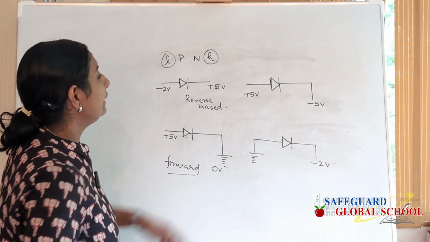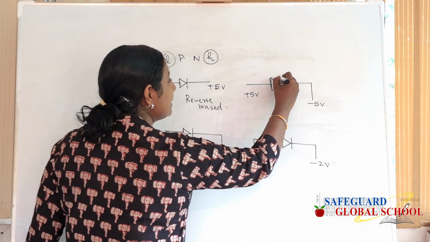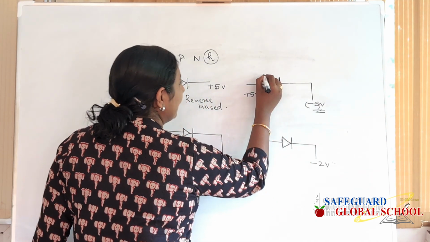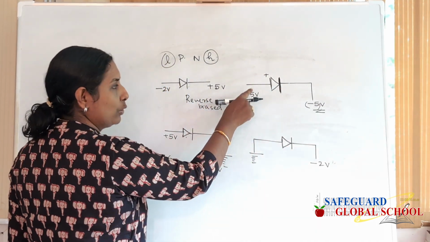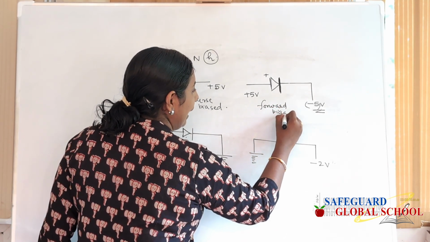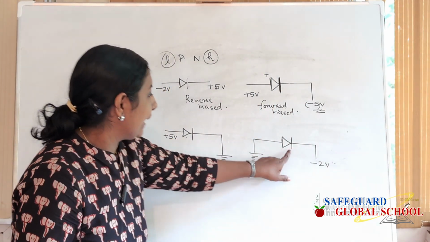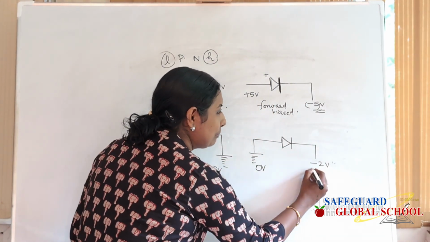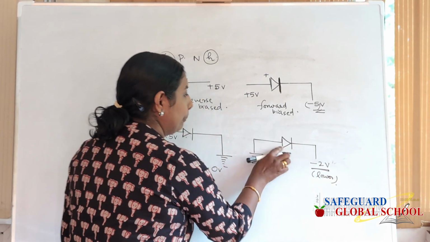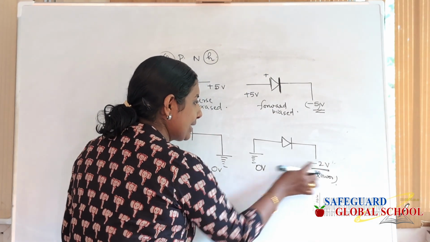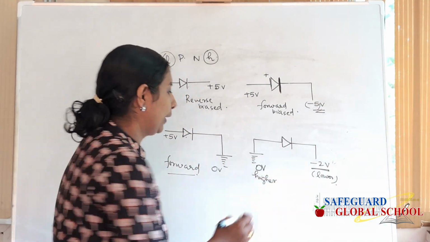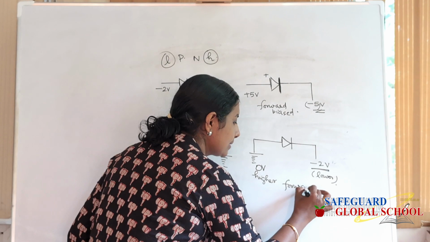Understood, children? And in this case, what is happening? The negative side is connected to the lower potential because it is minus 5, and the positive side is connected to the higher potential because it is plus 5. In this case, it is forward biased. And what about this case, children? The negative side here is 0 volt and this is minus 2 volt. So the negative side is connected to a lower potential and the positive side is connected to minus 2. 0 is greater than minus 2, higher potential. So positive to higher potential and negative to lower potential. This is a forward biased diode.